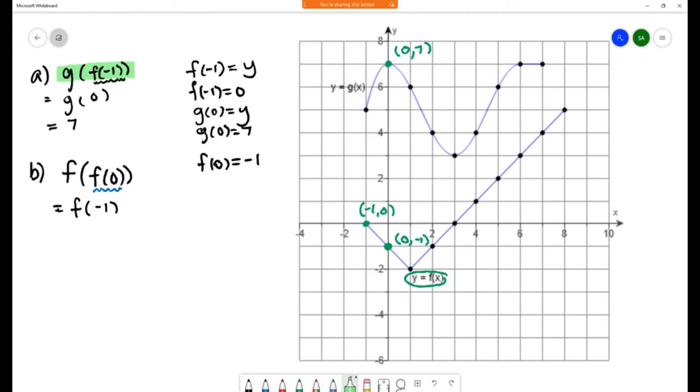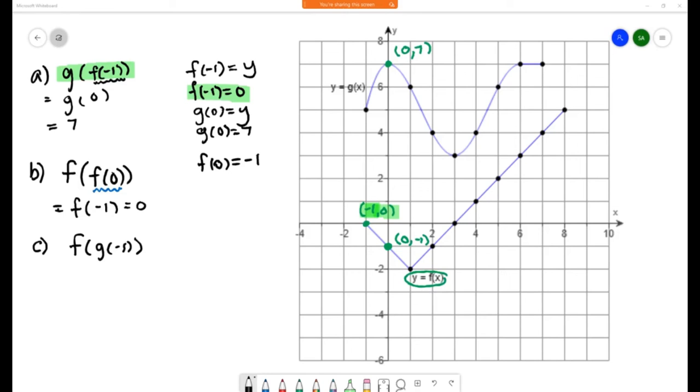Now I want to evaluate f of -1. We did this a little bit earlier, so I'm going to use my work from earlier. F of -1 is 0, so we're using this ordered pair right here. F of -1 is 0. So we found f of f of 0 to be 0.